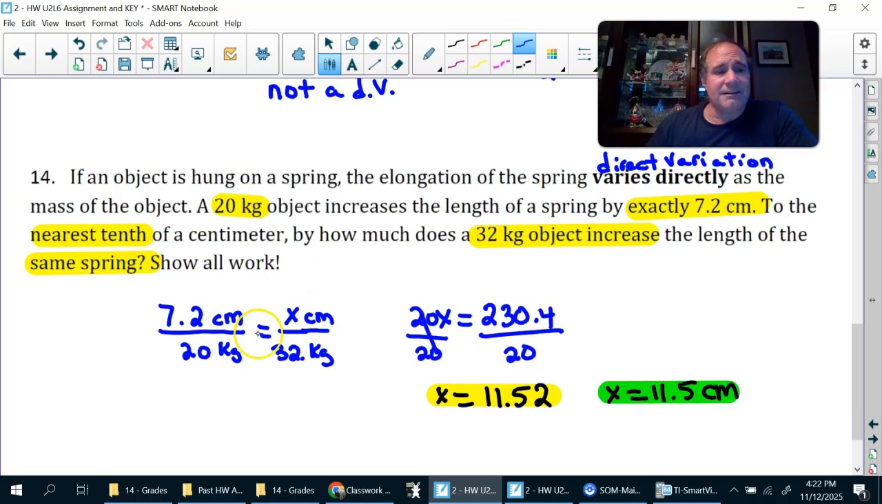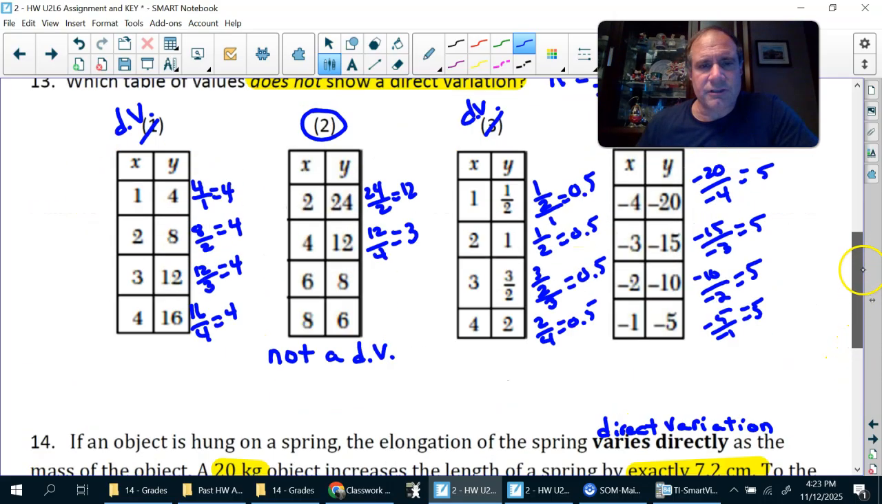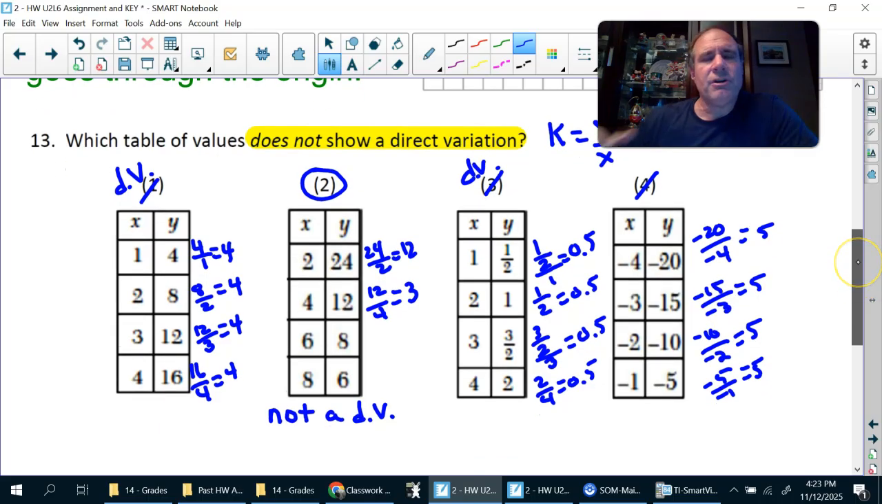And that is it for this video, short video, 20 minutes. Everything here as far as a direct variation goes, just remember y divided by x will get you the constant, which is the slope. Remember, the constant has to be the same throughout, because in a direct variation all points x and y are directly in proportion with each other. If that's not the case, then it's not a direct variation.